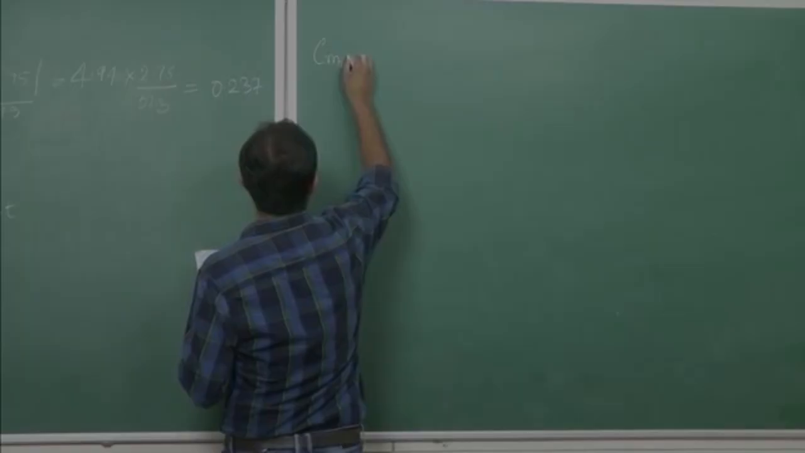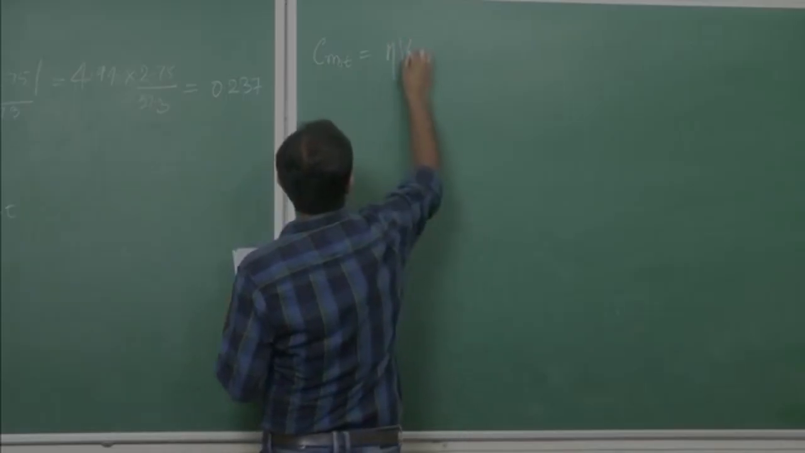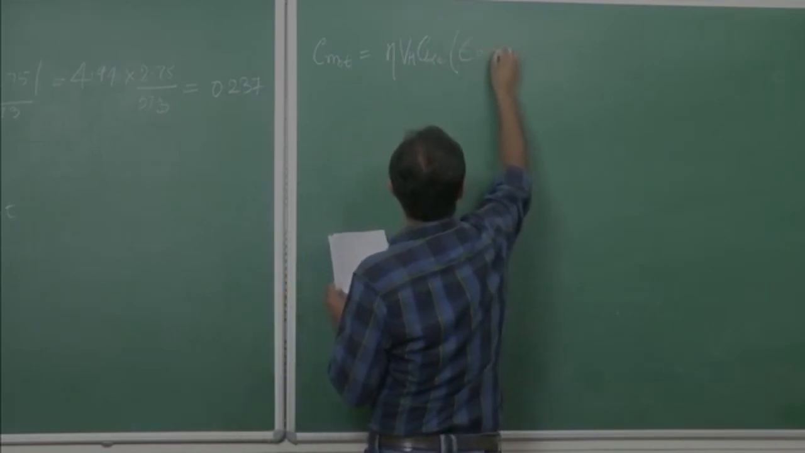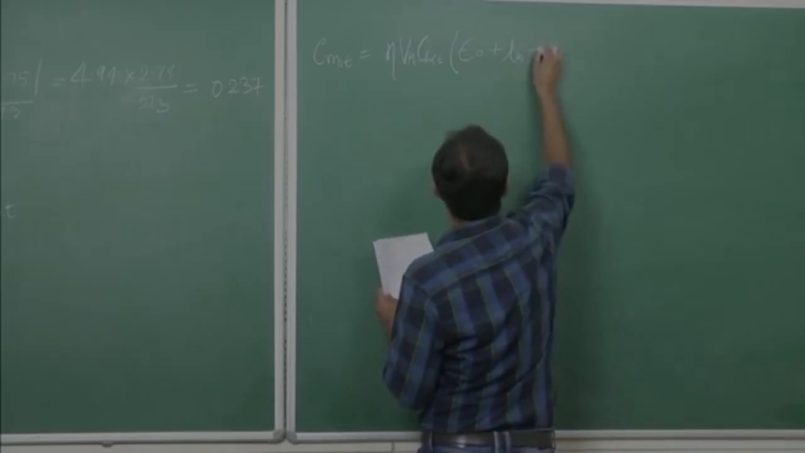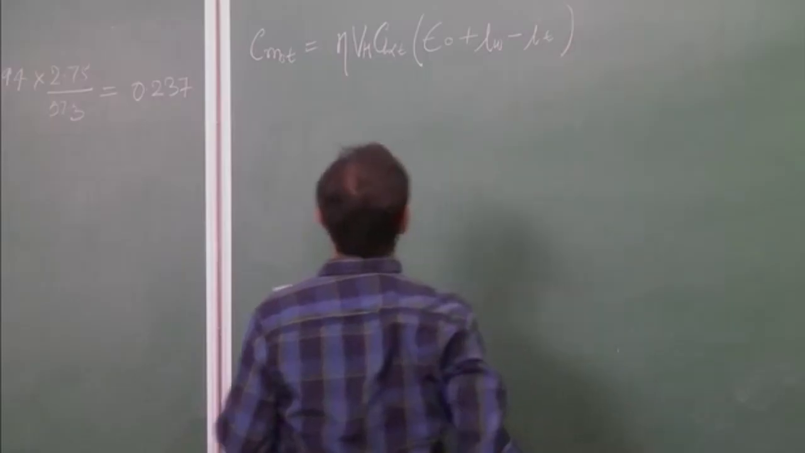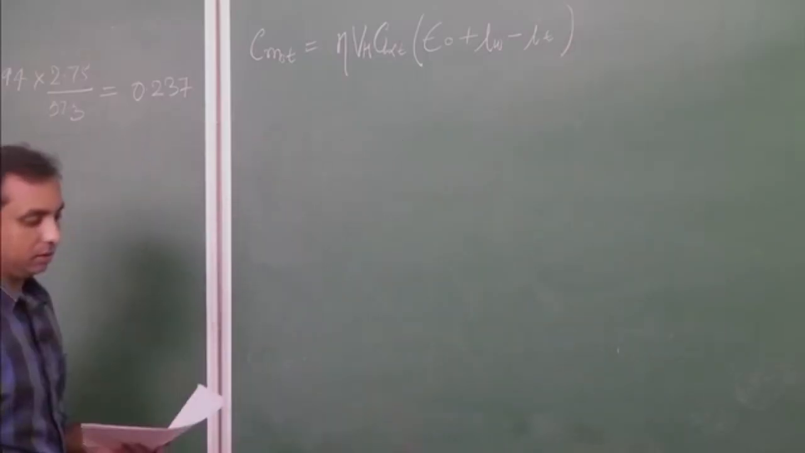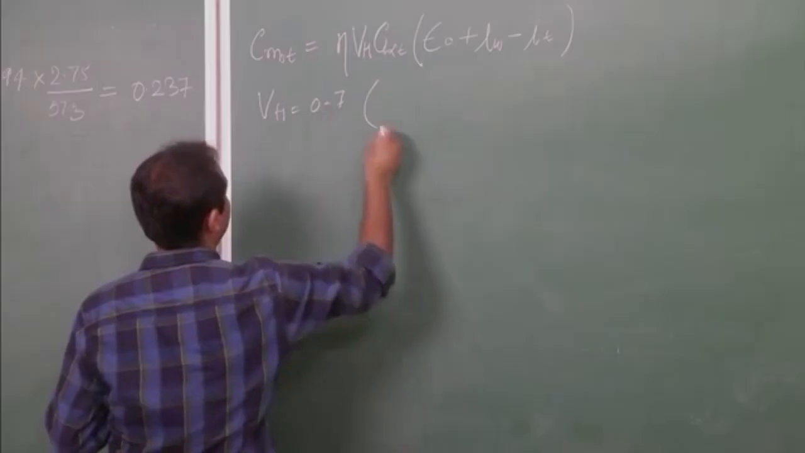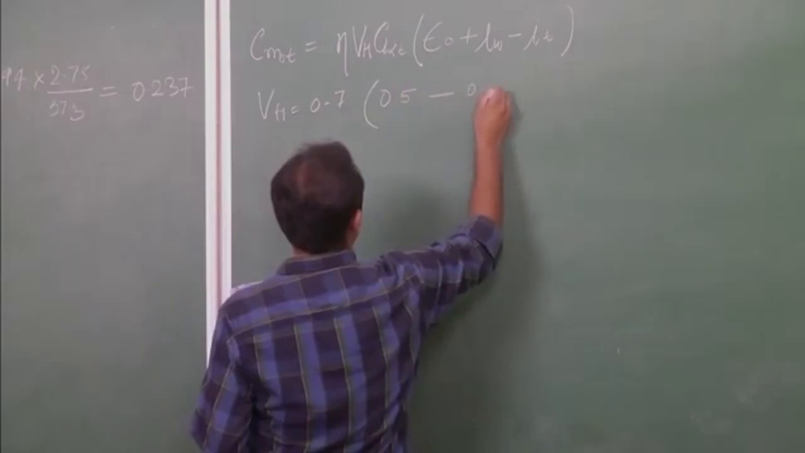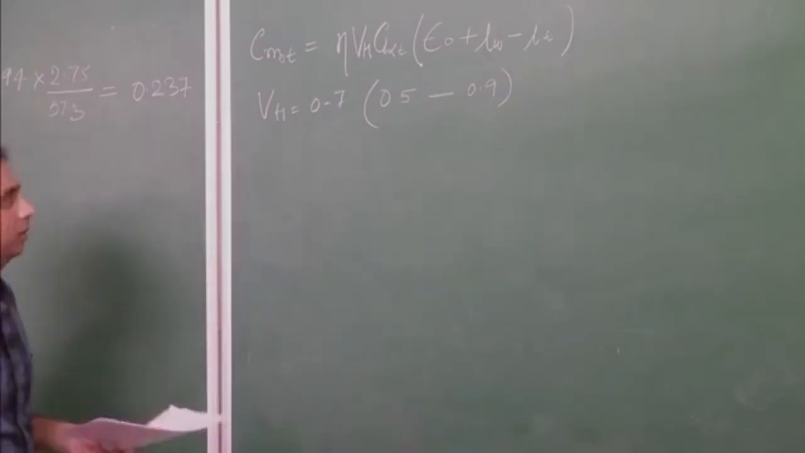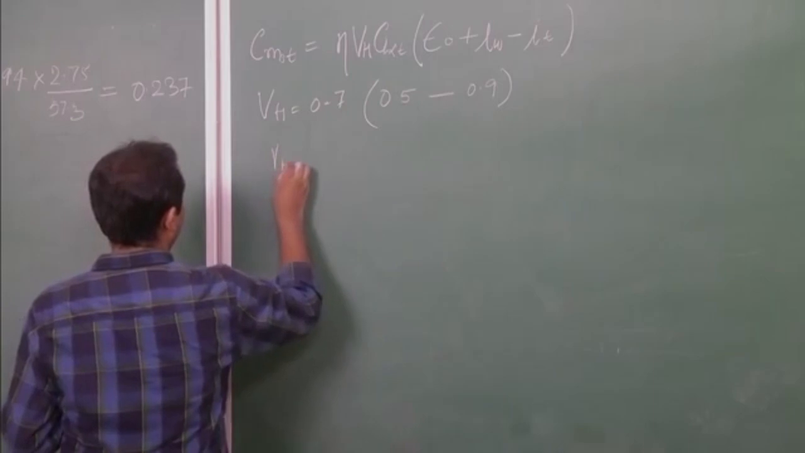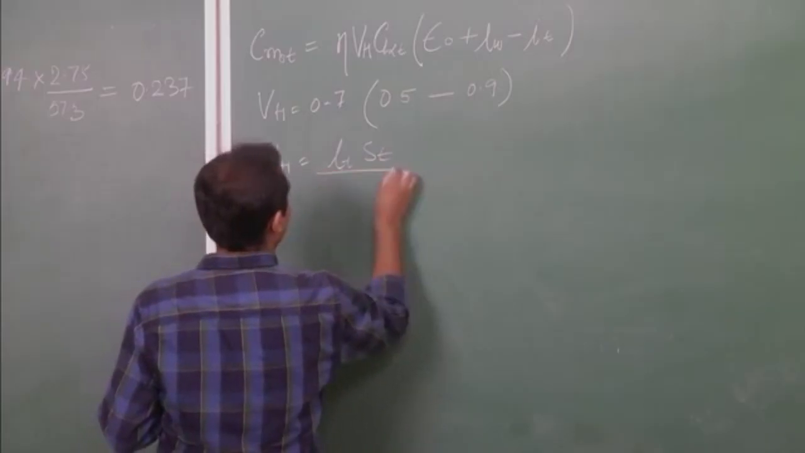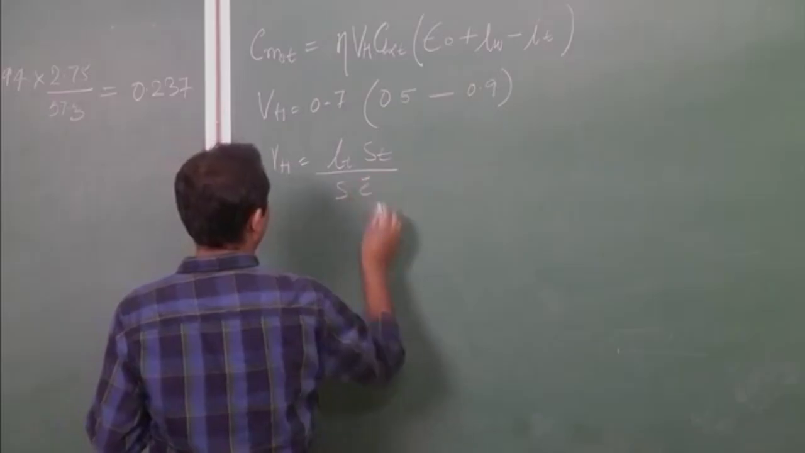We have already seen the formula for CM0 of T. CM0 of T is given as eta VH CL alpha T into epsilon0 plus incidence angle of wing minus incidence angle of tail. For our calculations, we are taking VH equals 0.7. The typical range is 0.5 to 0.9, we are taking 0.7. So, we know VH equals LT, the tail arm, into ST, the area of tail, divided by area of wing into C bar.